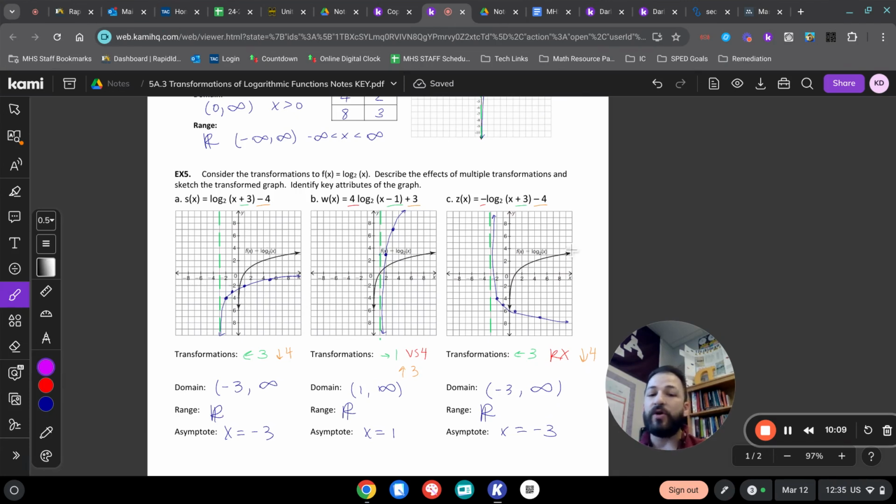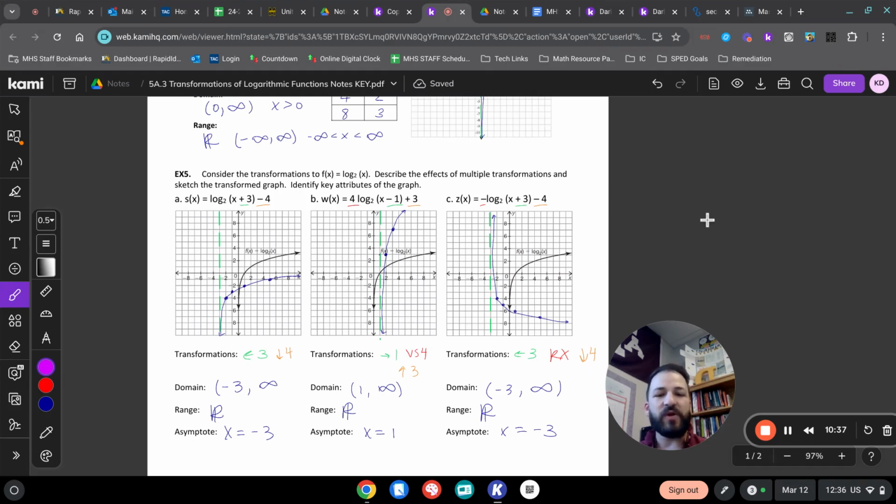But remember, we don't reflect across the x-axis if we've shifted down by 4. We're essentially reflecting across y equals -4 because of that shift down by 4. So that's why it looks like it's just reflected across that graphing point right here. So we're going down from our graphing point of -2, -4 instead of up from our graphing point. So domain, range, and asymptote would be exactly the same as A for C.